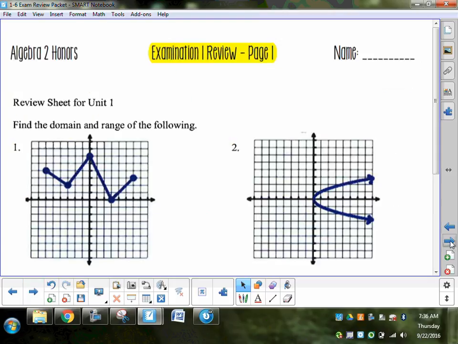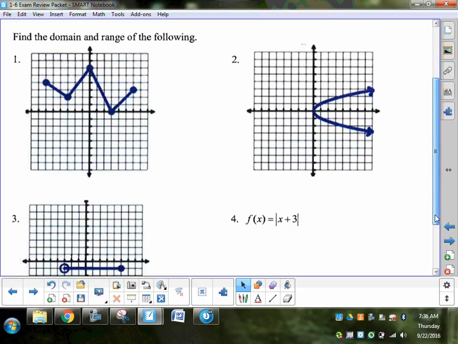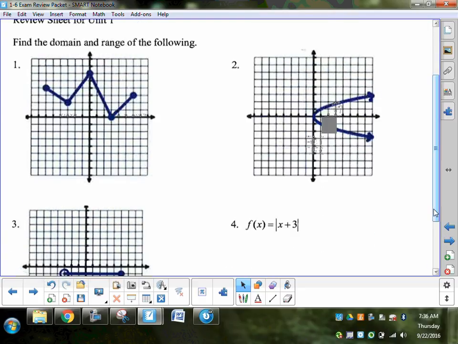Now, this was the review sheet that you went through and picked up. We'll do some of these questions. Take a look, please. Hands up, please, if you can tell me what the domain for number 2 would be. What would our domain in number 2 be?